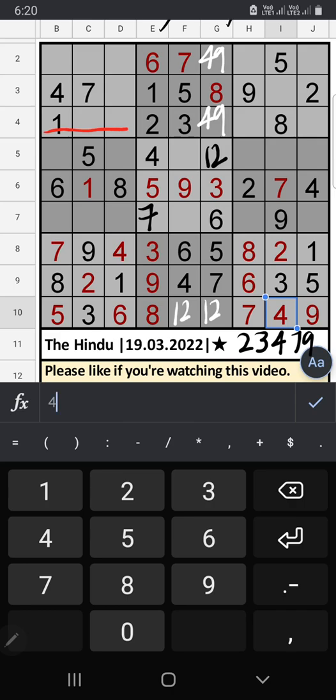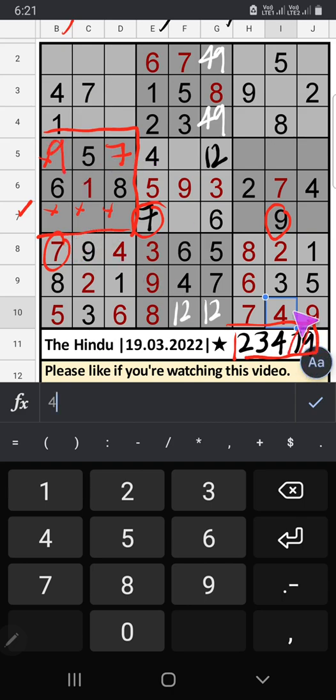4th grade, 5 numbers are remaining: 2, 3, 4, 7 and 9. 7th row, we have 7 and 9. So 7 and 9 can't come in these cells. It will come in another 2 cells. Column B we have 7. So 7 can't come in this cell. 7 is confirmed here. Then 9 is here.